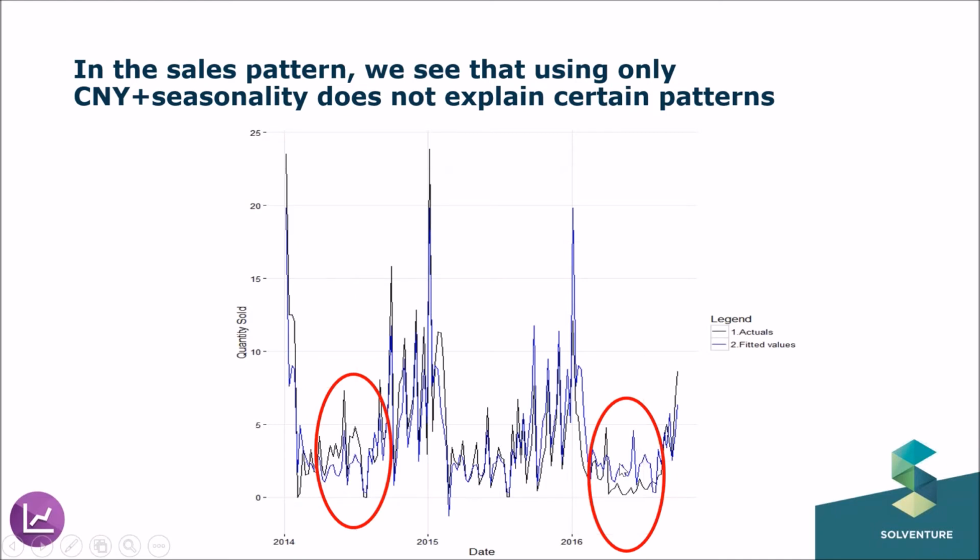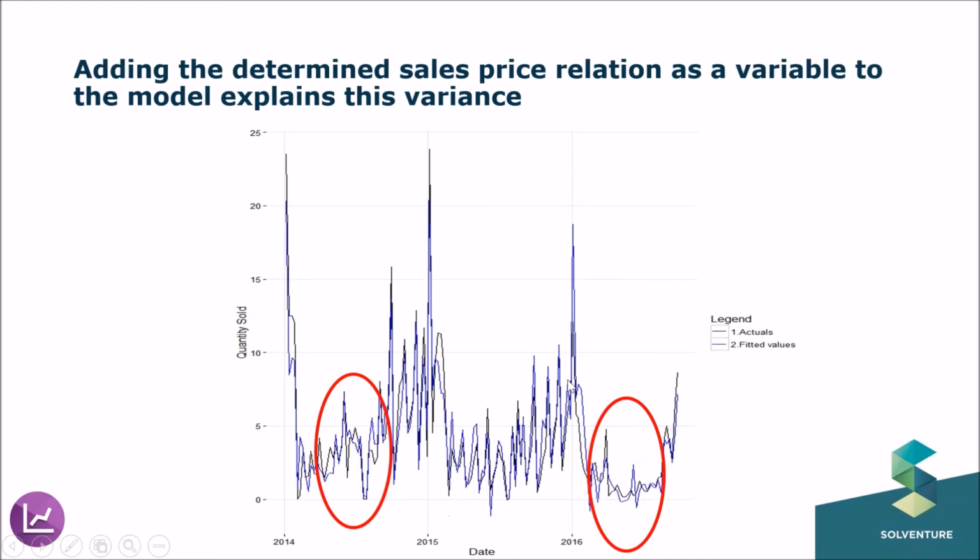If we look at the second window here, these are the actual sales, the black line. The blue line is the forecast, which is high. So here we seem to be overestimating the actual sales. What we can also easily do is incorporate the price into the forecasting model. This is what we have done here.